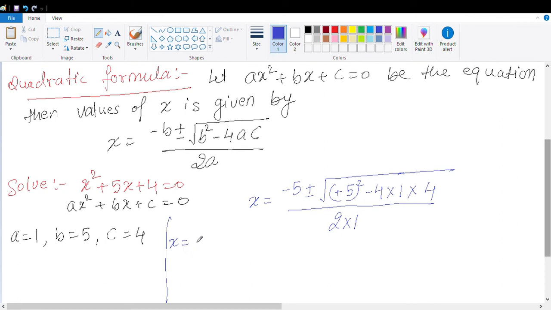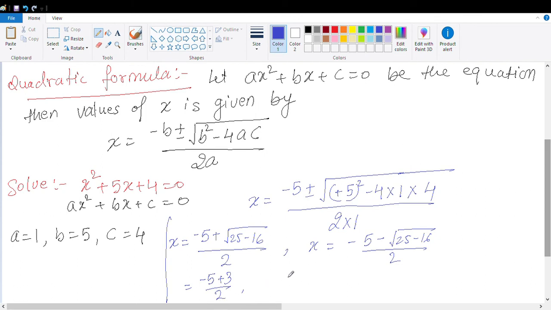I'm writing it separately because this is plus minus, so you will get two values of x. One value is minus 5 plus square root of 25 minus 16 divided by 2, and another value will be x is equal to minus 5 minus square root of 25 minus 16 divided by 2. So this is minus 5 plus, 25 minus 16 is 9, and square root of 9 is 3, divided by 2, and the other will be minus 5 minus 3 divided by 2.